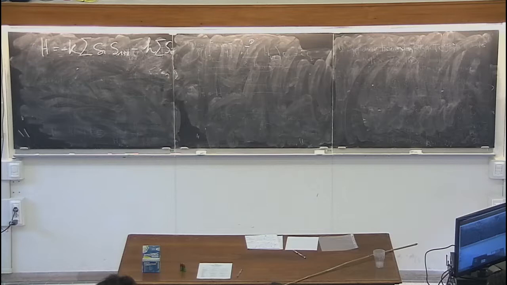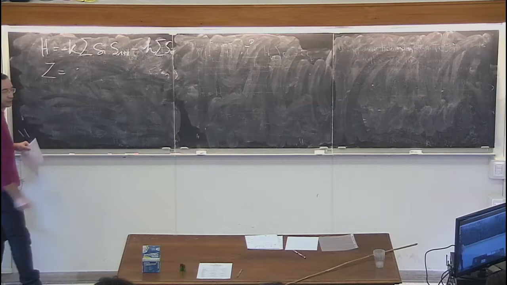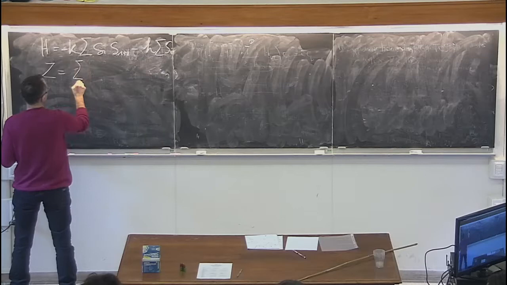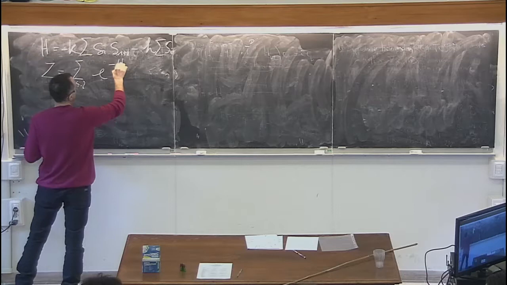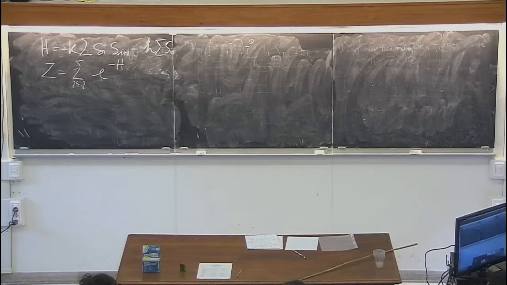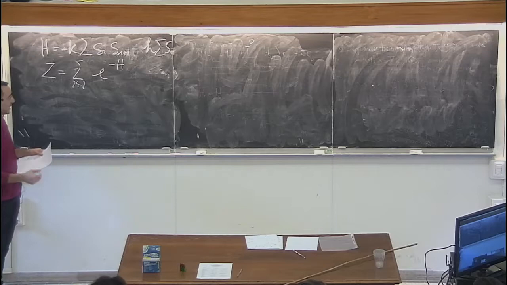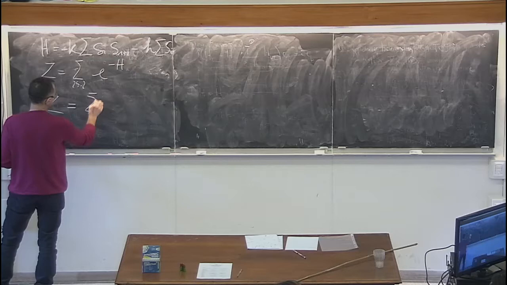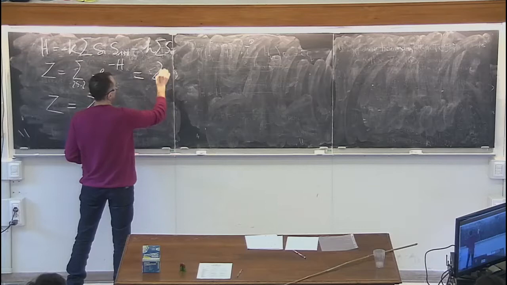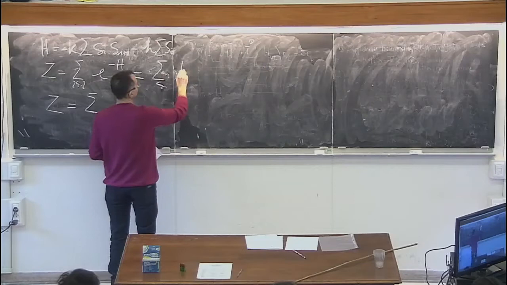We want to compute the partition function. From the partition function we get all the thermodynamics of this, and this is defined by summing over the states. Let me set beta equal to 1; in a way, beta is included in these couplings here. Now this Z can be easily written in terms of a sum over s_i. Since we have here an exponential, this can be written as a product of matrices.